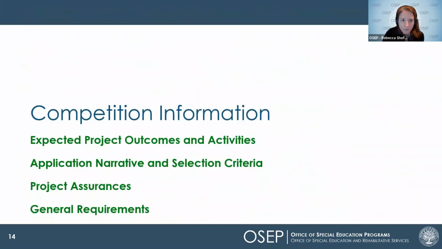In this section, beginning on slide 14, I will review application information, including expected project outcomes, application narrative and selection criteria, and requirements. Once again, this webinar provides a general summary of the information contained in the NIA and the application package. Please make sure to read the entire notice, application package, and any additional relevant information if you intend to apply.